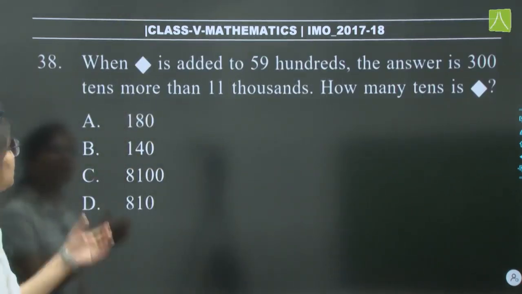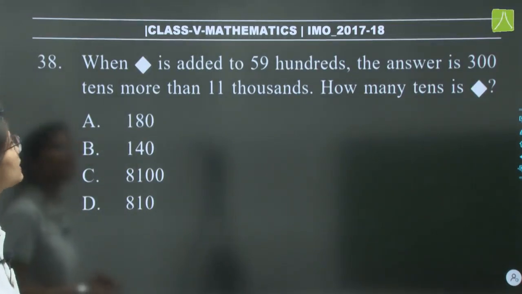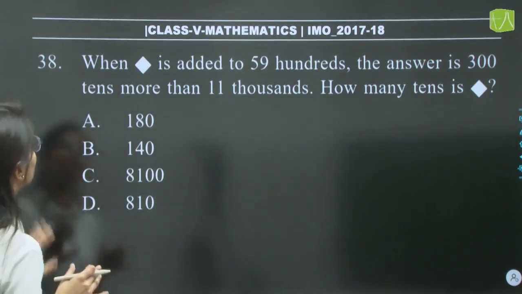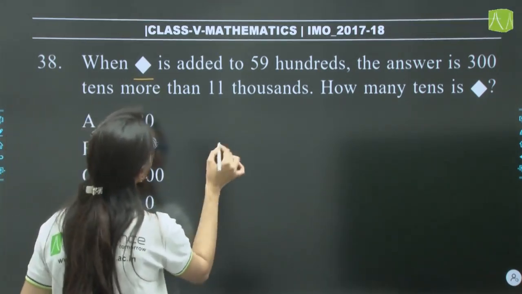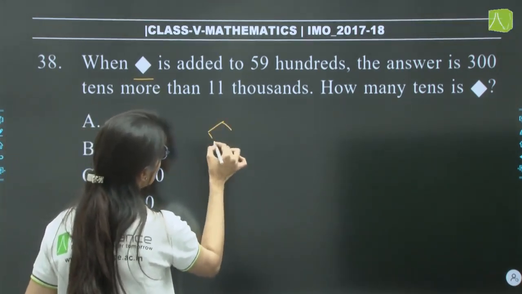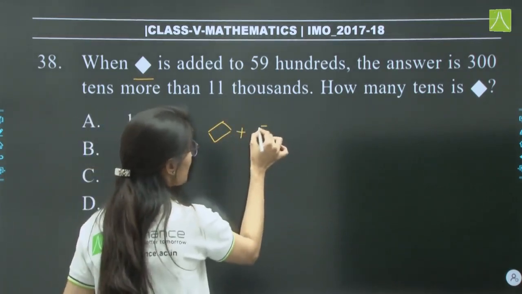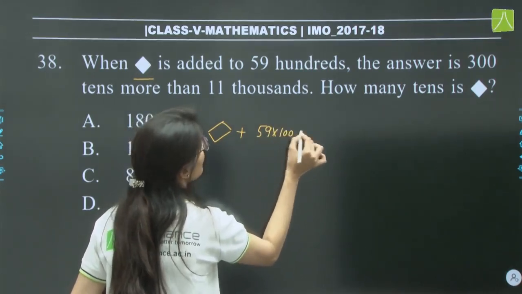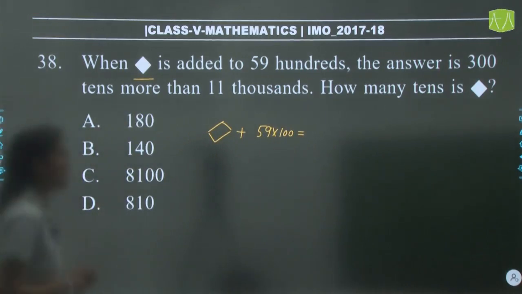When a shape is given here, when this is added to 59 hundredths, the answer is 300 tens more than 11 thousandths. How many tens is this shape? This is a diamond kind of shape. So let's write this in an equation. If this shape is added to 5900, so 5900 means you have to multiply this 59 by 100. So it's 59 multiplied by 100. The answer is 300 tens more than 11 thousandths.